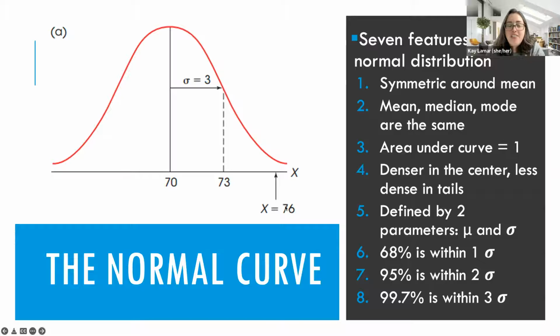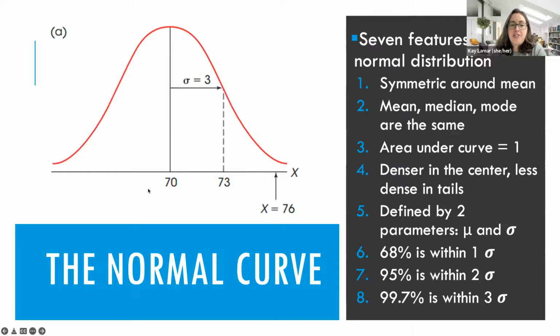68% of the sample of 100 people falls within the scores of 67 to 73. Again, another way of saying this is that 68 out of the 100 people scored somewhere between 67 and 73. Kind of cool, right? And again, this is true for any normal curve. 68% of the sample or the population will fall within 1 standard deviation below to 1 standard deviation above the mean. That's awesome.